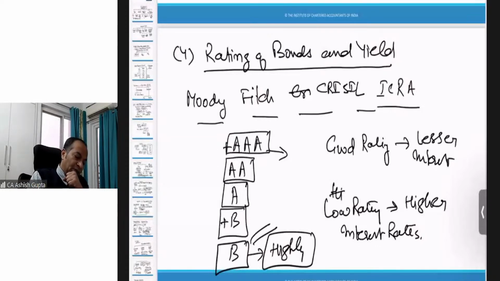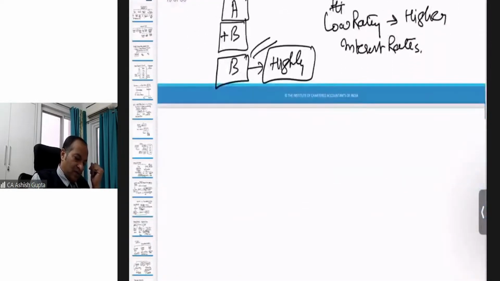Now here, if my credit rating is good, everybody will want to buy my bonds, so I need not pay that much interest. Let me give you an example. A company with a not-good rating has to offer more and more interest for the risk borne by the investor.